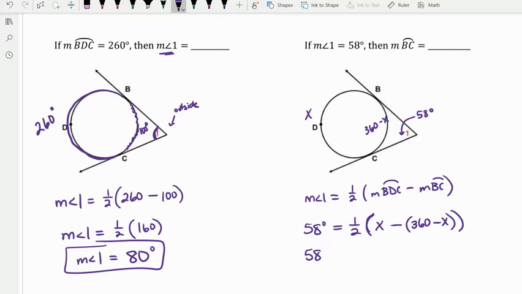So that'd give me 58 degrees equals 1/2. That'd be x minus 360 plus x, right? So then 58 degrees, 1/2, we get 2x minus 360.